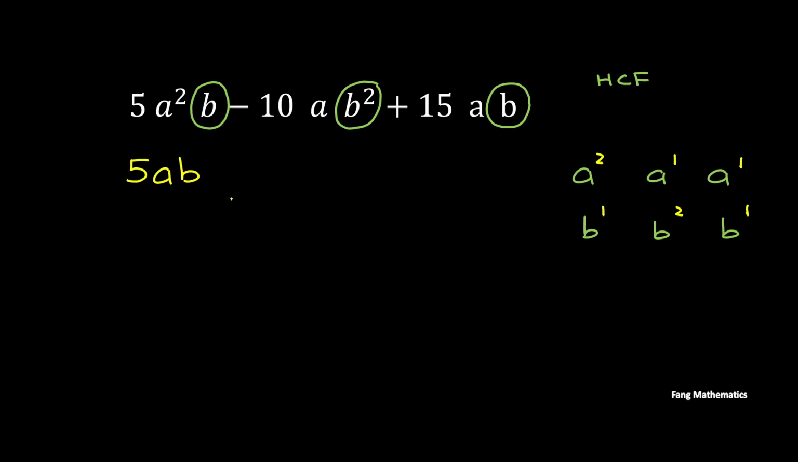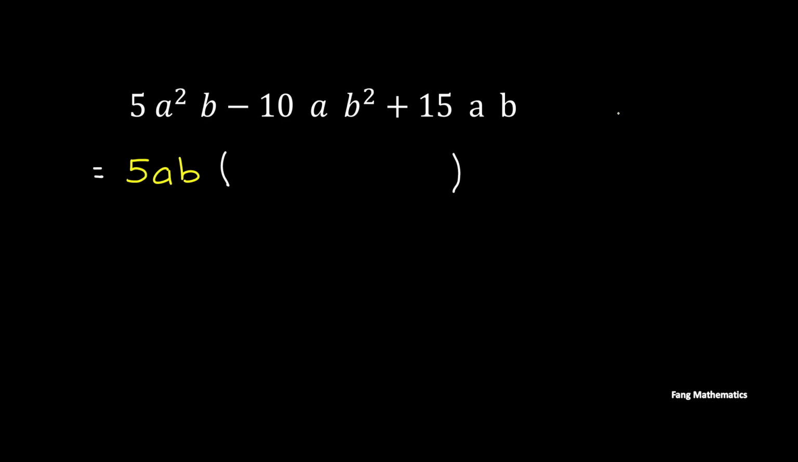We are to divide each term by this highest common factor. Let's start with the first term, 5a squared b divided by 5ab, the factor. 5 divided by 5 gives you 1. a squared divided by a gives you a, 2 minus 1. And b divided by b gives you 1. So a.